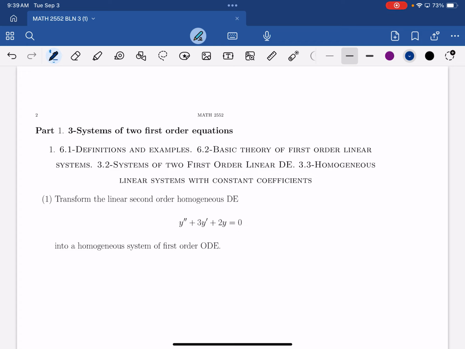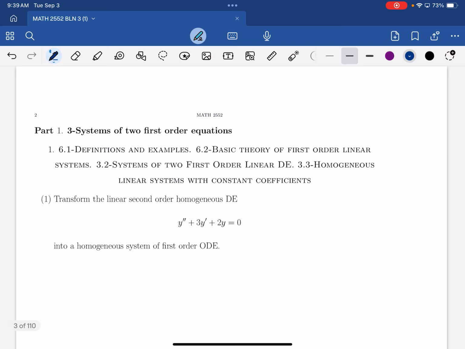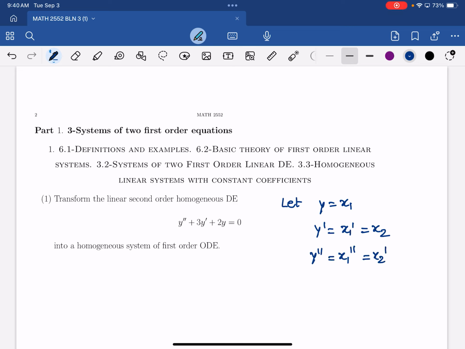So how do I go about it? Because I want to transform it, I want to make a change in variable. I'm going to say y is x1. Then if y is x1, then y prime is x1 prime. The derivative is with respect to t: dy/dt is dx1/dt. So y prime is x1 prime. I want to write this as x2 again. Now x1 prime is x2. So then y double prime is nothing but x1 double prime, which is x2 prime. Is that clear?